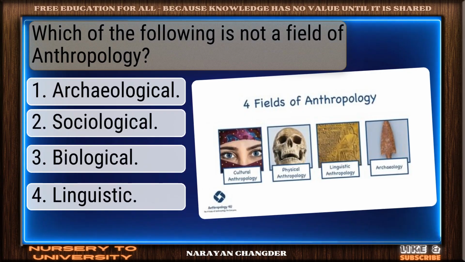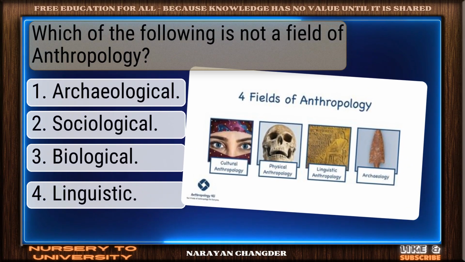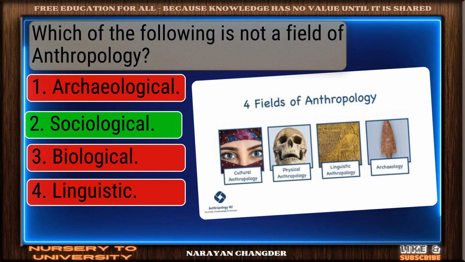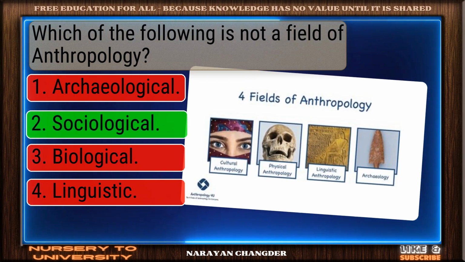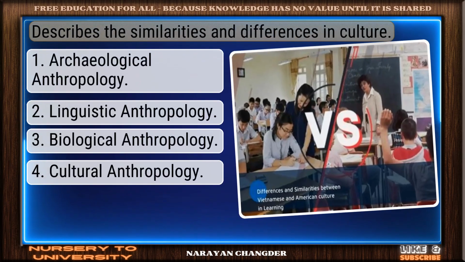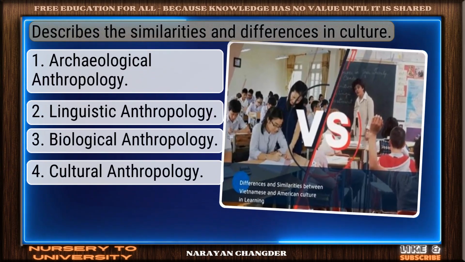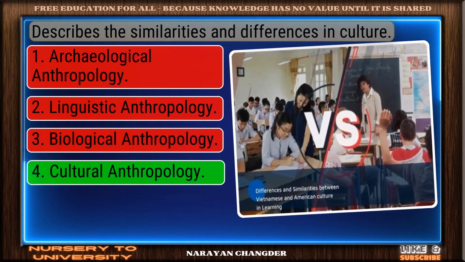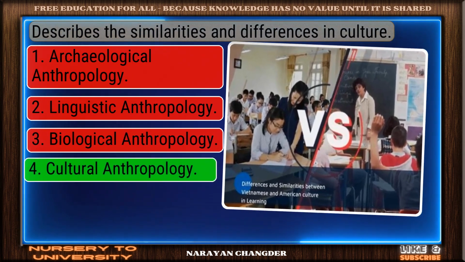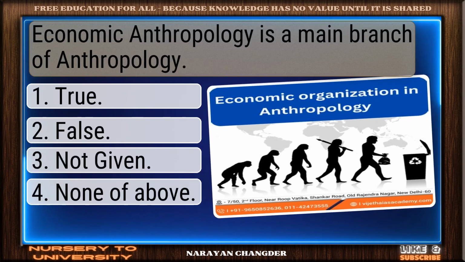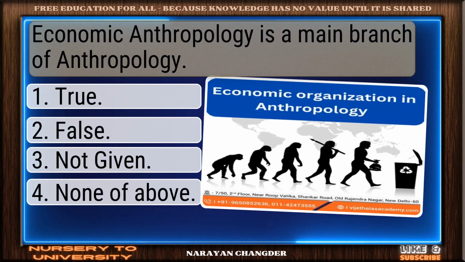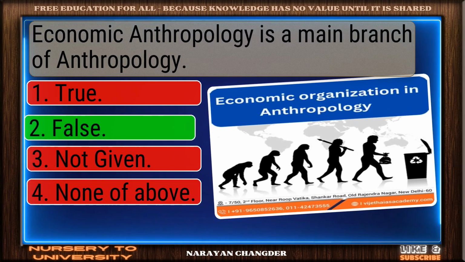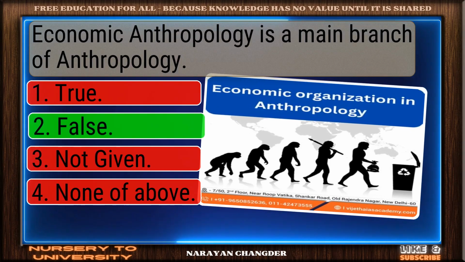Which of the following is not a field of anthropology? Nice selection. Sociological is the correct and valid answer. Describes the similarities and differences in culture. Great thinking. Cultural anthropology is the right choice. Economic anthropology is a main branch of anthropology. Excellent choice. False is the right answer.